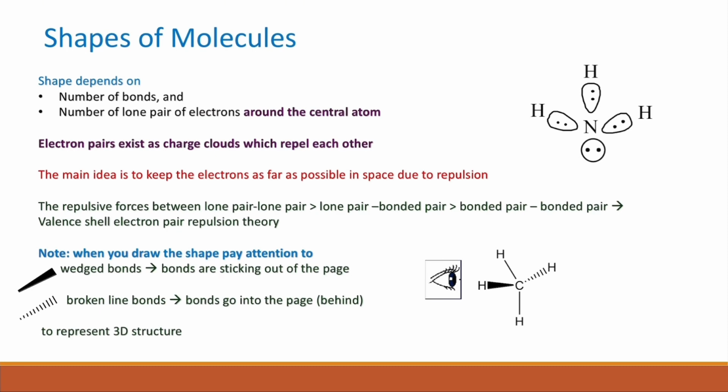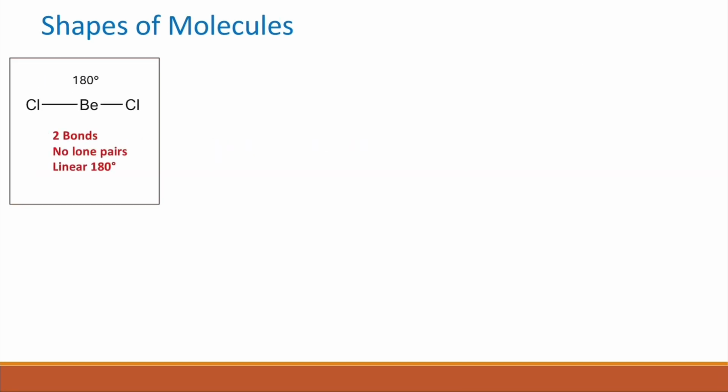And then when we have lone pairs of electrons, the repulsion between lone pairs will be more than the repulsion between a lone pair and a bonded pair, which is more than the repulsion between a bonded pair and a bonded pair. This is according to the valence shell electron pair repulsion theory. So the shapes of molecules, you need to memorize these ones.